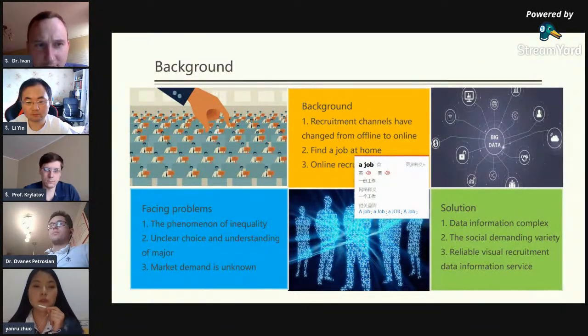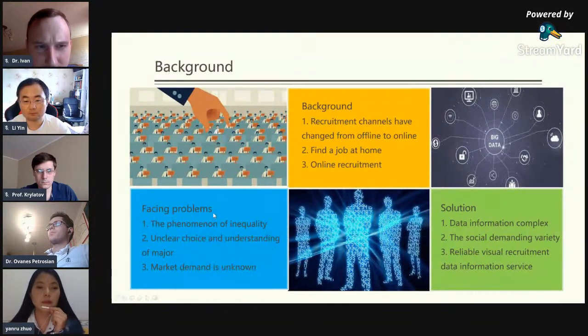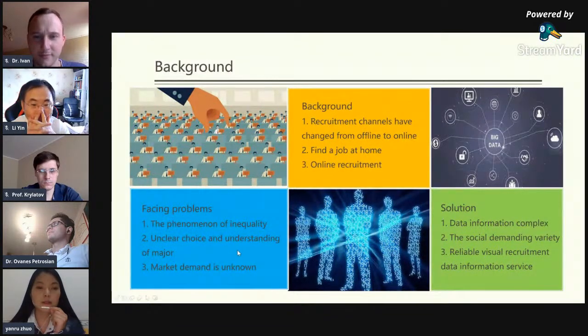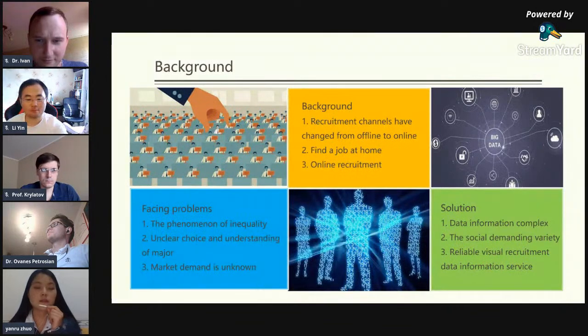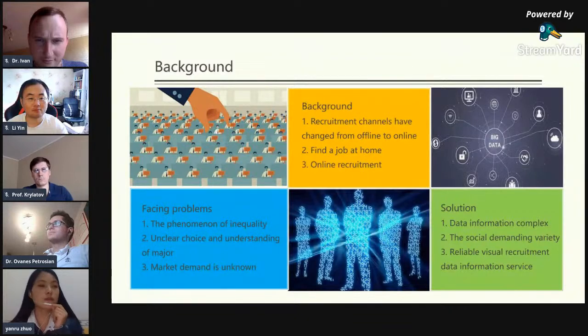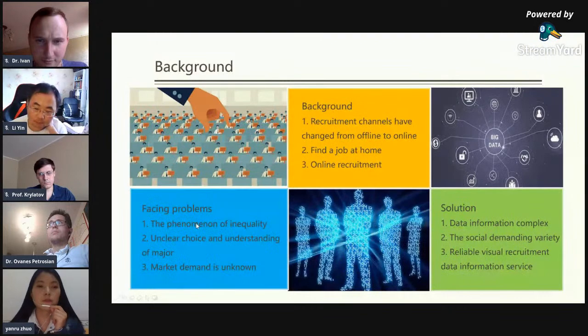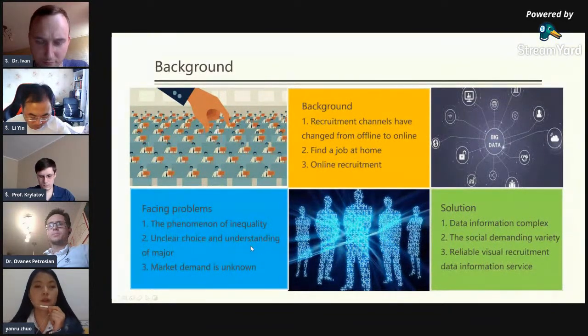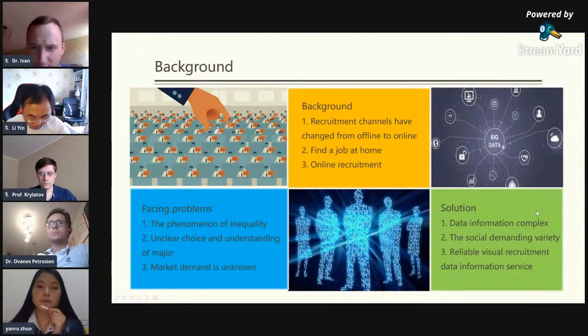So here is the question of job-hunting problems. The capable candidates often hit the wall everywhere because their value is not displayed. The less qualified job seekers see the opportunity to enjoy themselves. The phenomenon of inequality is becoming more and more intense. Many people do not have a clear understanding of the choice of major and the needs of the social recruitment market. There are lots of people like this job seeker too, so let's look at the solution.